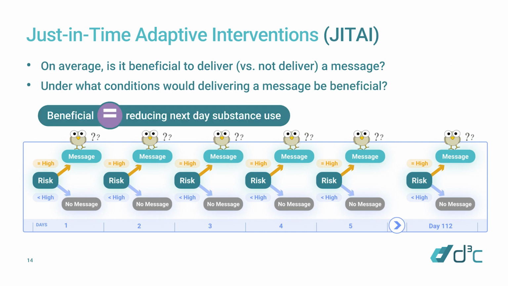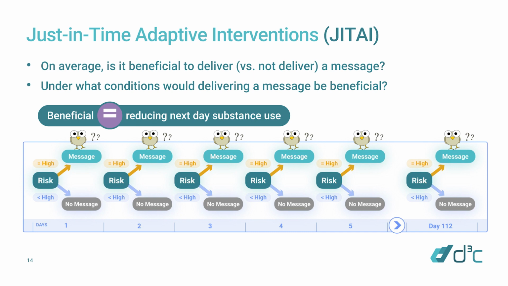But again, in many cases, there are questions about how to best construct JEDIs. For example, here, I don't know if it's beneficial to trigger a message with a protective behavioral strategy. On average, in general, I don't know if it's indeed beneficial in terms of reducing next day substance use. I also don't know under what conditions a message would be most beneficial. Here the assumption is that we should trigger a message when risk is high, but maybe we should trigger a message when risk is moderate to high. I don't know. How do I answer these questions?